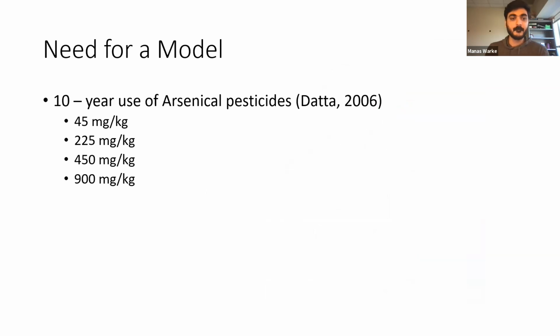A study has shown that if we use arsenical pesticides for only 3 years, it leads to an accumulation of 900 milligrams per kilogram of arsenic. Imagine the amount of arsenic being accumulated in the fields due to the continuous use over the period of decades until 2010.